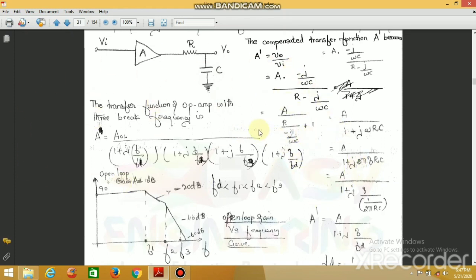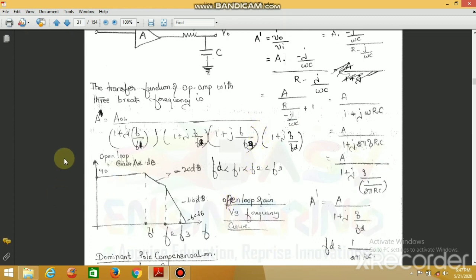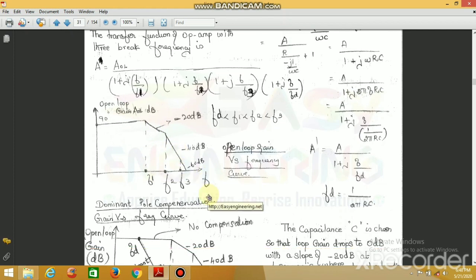Now we can see the frequency response of the circuit, that is, the open loop gain versus frequency curve. This axis is the frequency, and the open loop gain is given here. At f1 there is a 3 dB decay, after f1 there will be a 20 dB decay, after f2 a 40 dB decay, and after f3 a 60 dB decay.